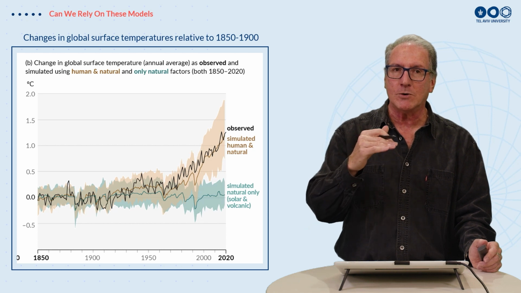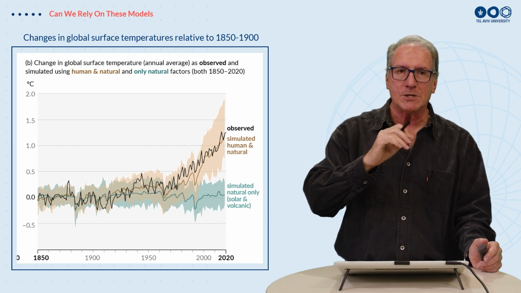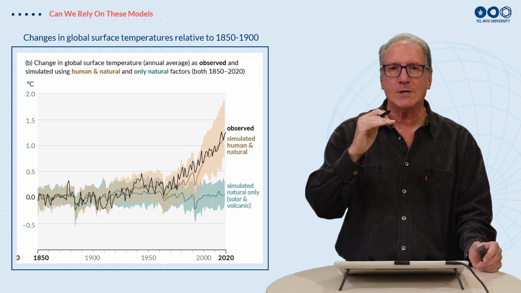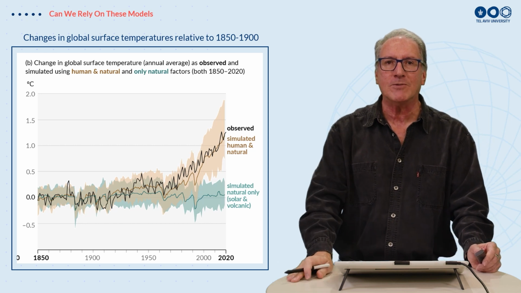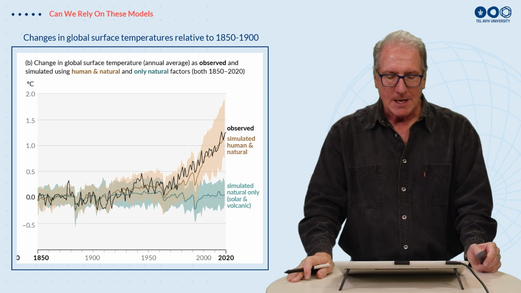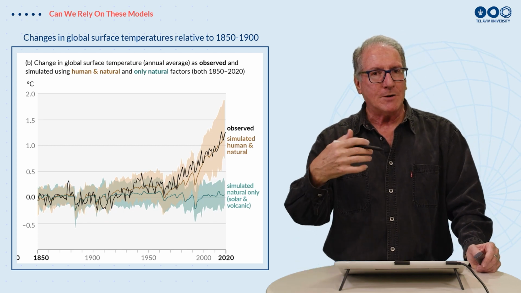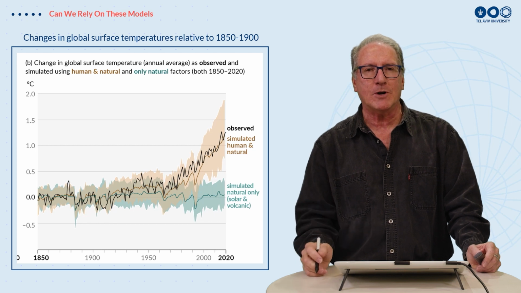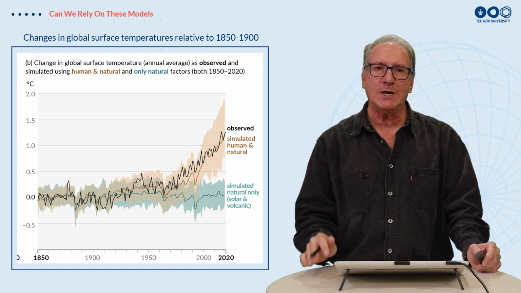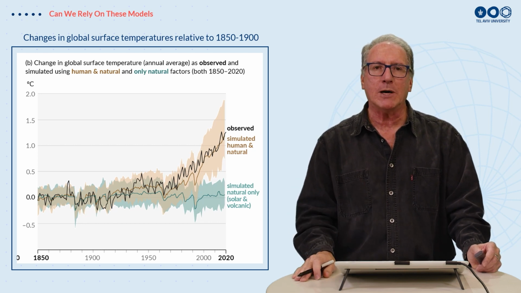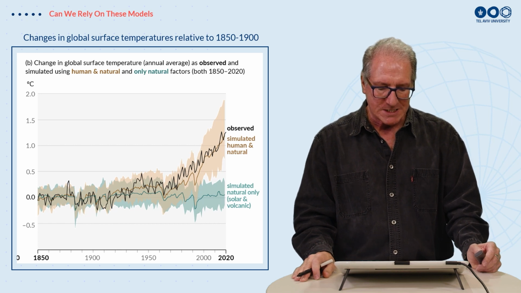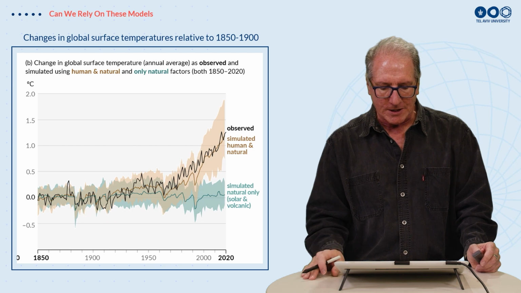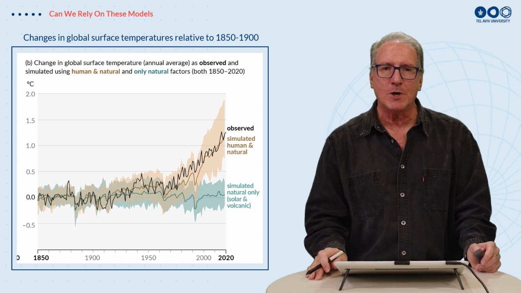Zero is not 0 degrees. This is the anomaly, so a change of 0 degrees, no change from the temperatures of 1850 to 1900. If we then add, in addition to the natural causes of climate variability, the increase in greenhouse gases, then we get the brown curve. And what we see is basically that until about the 1950s, the brown curve and the green curve are more or less the same, overlapping.